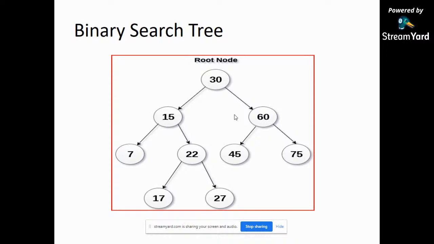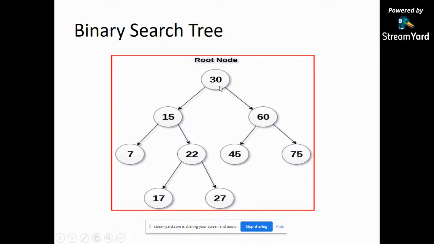So all the nodes which are at the left part of this root node will be less than 30, and all the elements which are at the right part of the root node will be greater than 30. In this diagram you can see 15 is less than 30, 7 is less than 15, 22 is greater than 15, 17 is less than 22, and 27 is greater than 22. So we have to follow that ordered set property for the subtrees also.